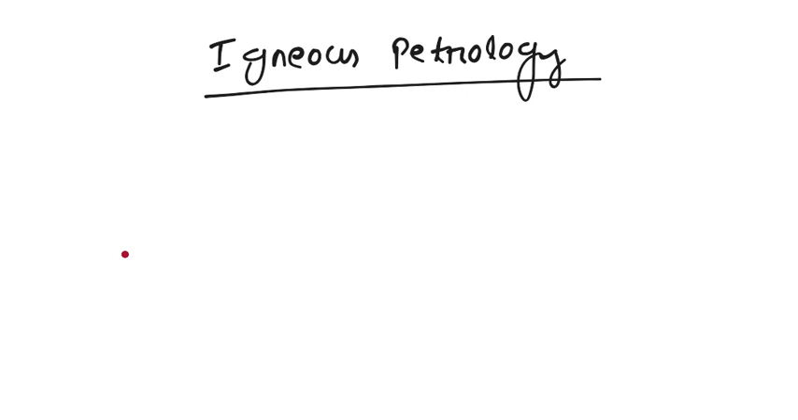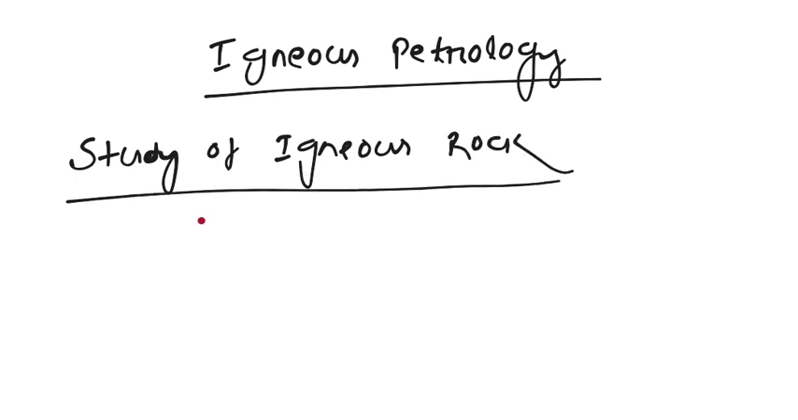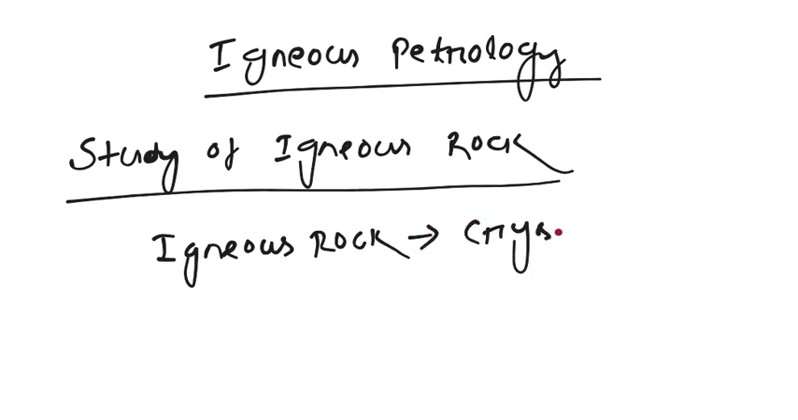So igneous petrology is the study of igneous rock. In simple terms, it is the study of igneous rock. So what is an igneous rock? It is a primary rock that crystallizes directly from magma.